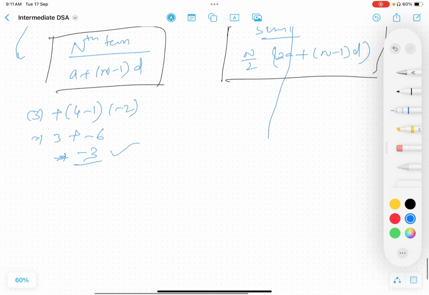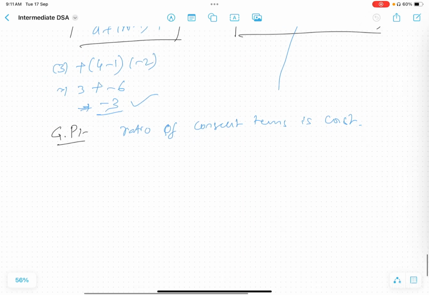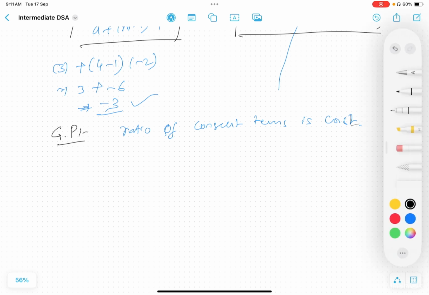series terms. Now we'll quickly jump on to GP, or geometric progression. Right? It's the same, but here the ratio of consecutive terms in a series remains constant. What is GP? Ratio of consecutive terms is constant.